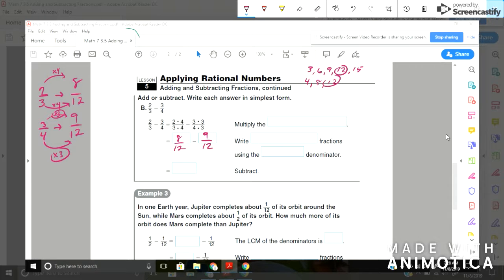Again, we multiplied the denominators, and we did that to write equivalent fractions. 8/12ths is equivalent to 2/3, and 3/4 is equivalent to 9/12ths, using the common denominator. Okay, then all we have left to do is subtract.